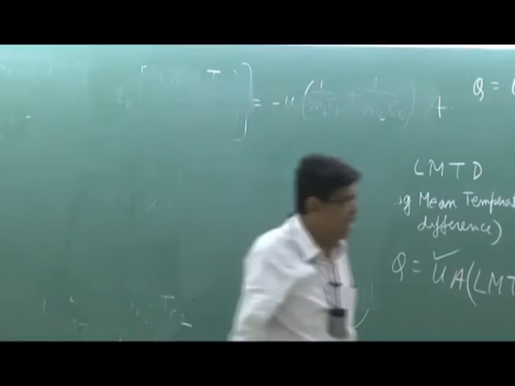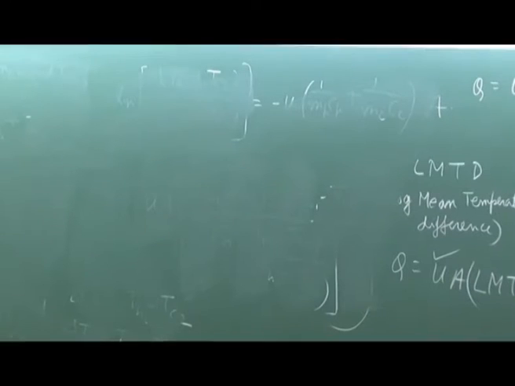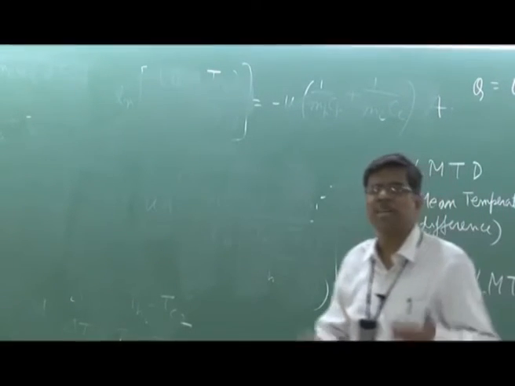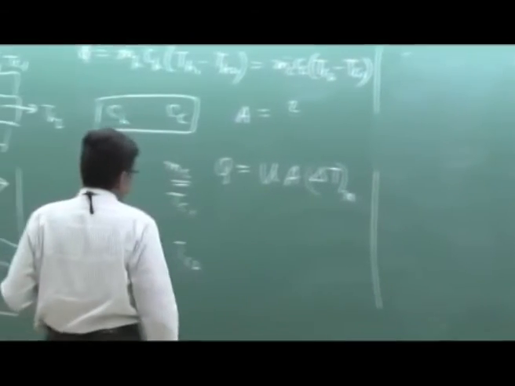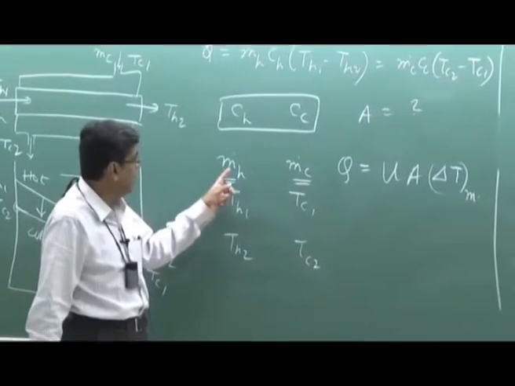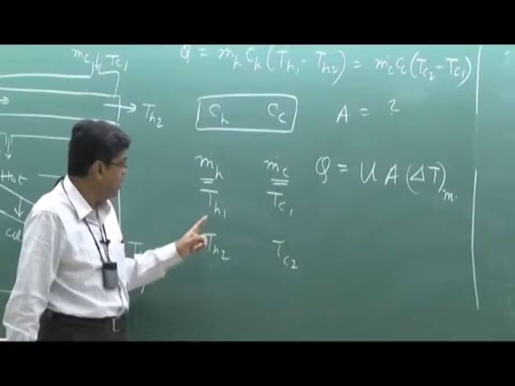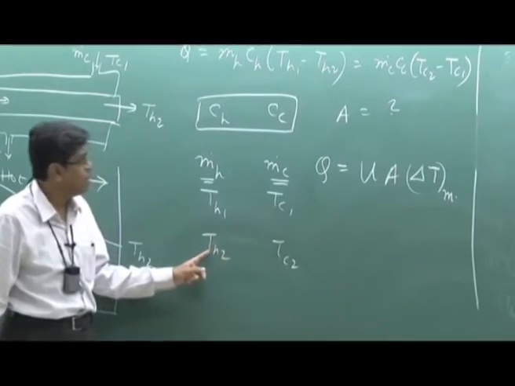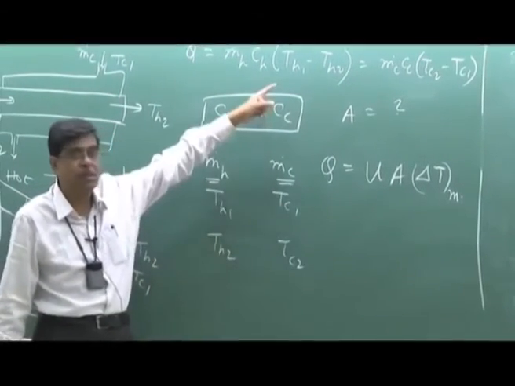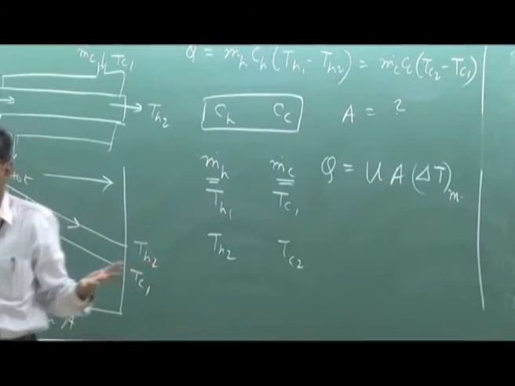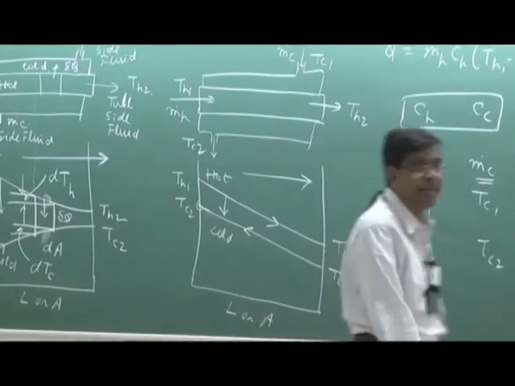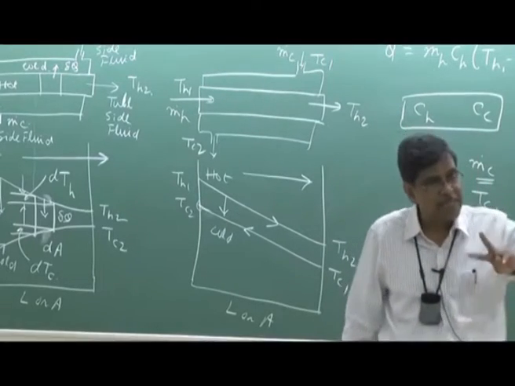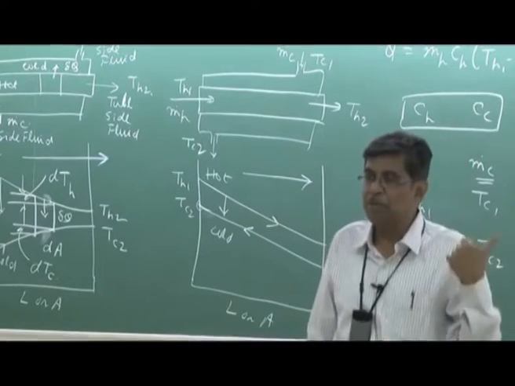Now another interesting thing comes into the picture. In this rating, given the data, the sizing problem is very simple. But if it is the other way, that means I tell only m dot h, m dot c, Th1 and Tc1, and neither Th2 nor Tc2 is given, but I know A, this is known as a rating problem. Two types of problems, sizing and rating. The sizing problem is the earlier one.